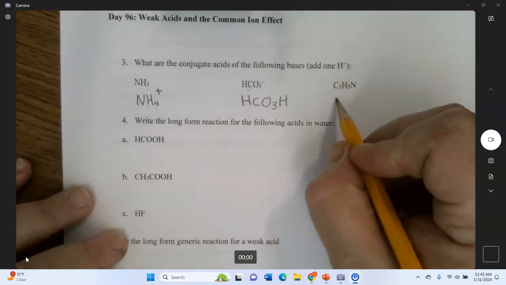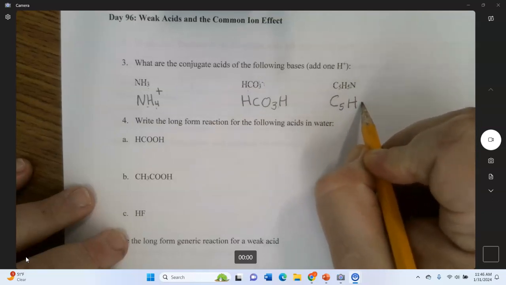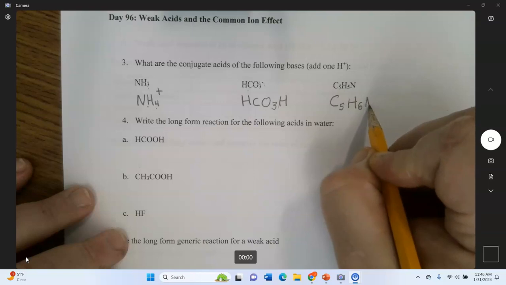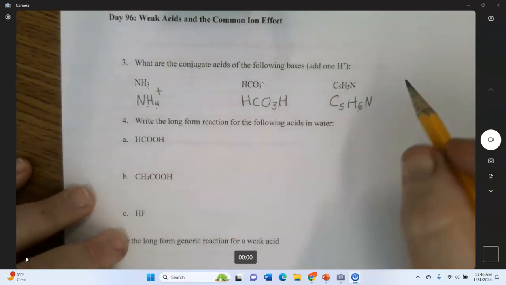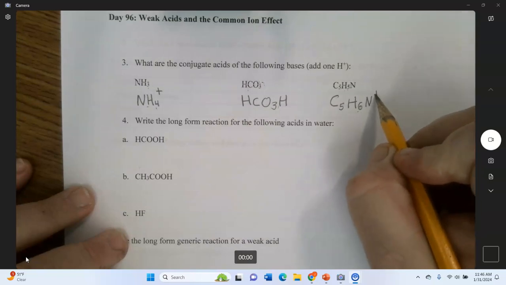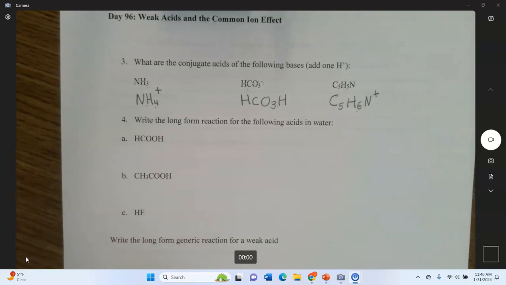And this one, we're going to go ahead and add the proton there, so there's the hydrogen 5, now it's hydrogen 6, and it has a plus sign because it was just a proton, it didn't bring the electron along.